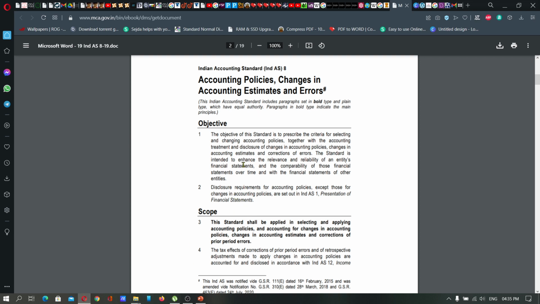The standard is intended to enhance the relevance and reliability of an entity's financial statements and the comparability of those financial statements over time with the financial statements of other entities. So in order to ensure that, Ind AS 8 is to be complied with by the companies that are presenting their financial statements as per the Ind AS standards. So next one.